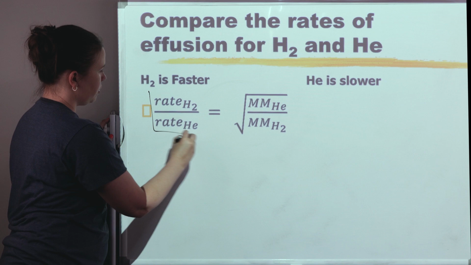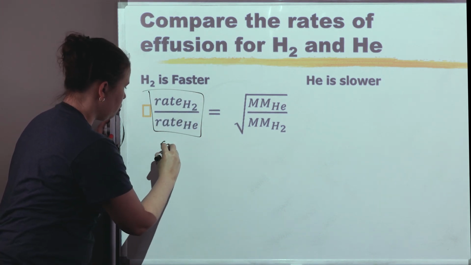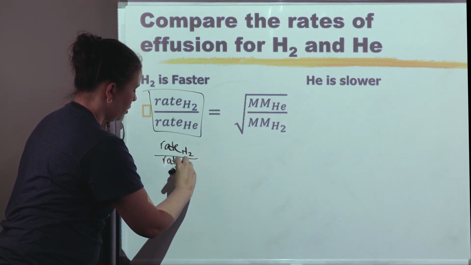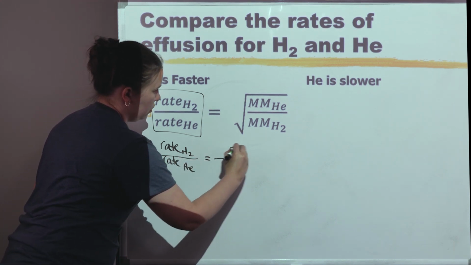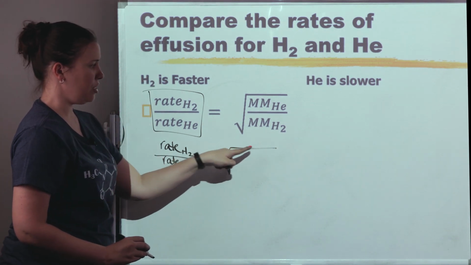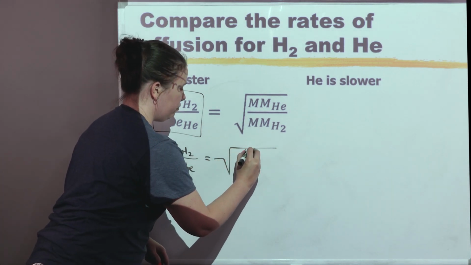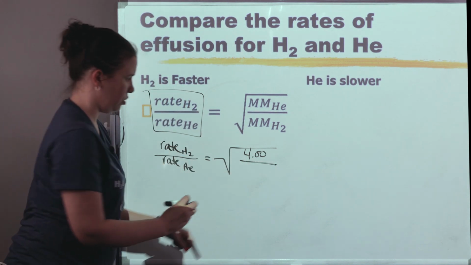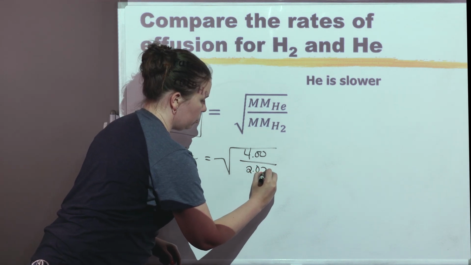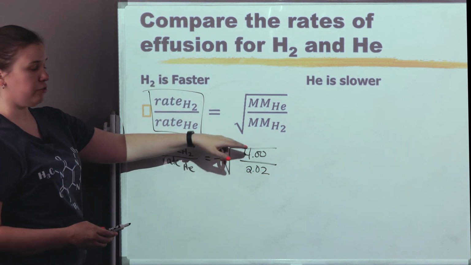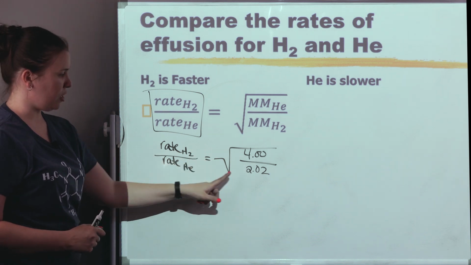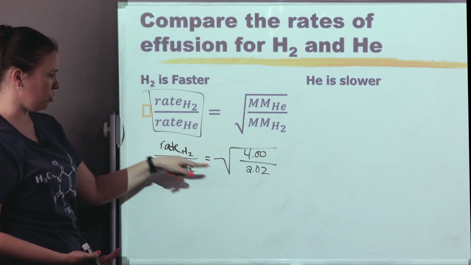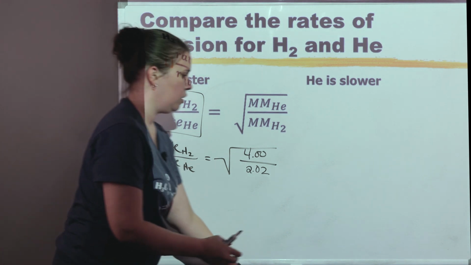I'm solving, remember, for this entire thing as a whole, so I'm not changing that: rate of H2 as it compares to the rate of He. Then I'm going to put the molar mass of He on top, which was that 4.00, and the molar mass of H2 on the bottom, which was the 2.02. So calculating 4 divided by 2 and then finding the square root of that number is going to give me the ratio of how much faster hydrogen moves than helium.